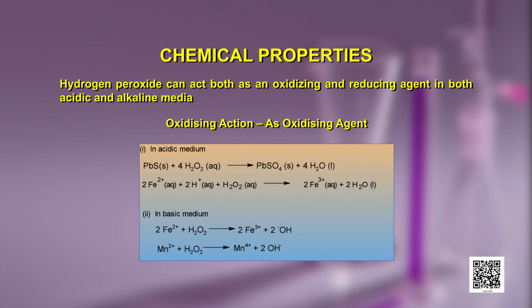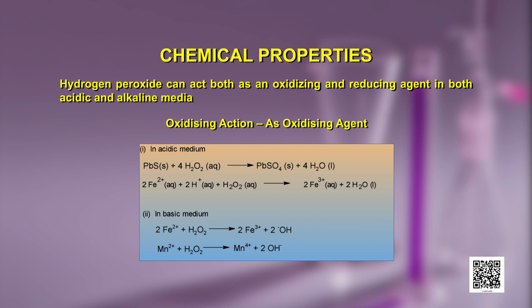For example, in acidic medium, it oxidizes lead sulphide to lead sulphate, and in the process it gets reduced to water. In the second reaction, as an example of acidic medium oxidation, it oxidizes iron 2, or Fe2+ ions, to Fe3+ ions and gets reduced to water molecule.